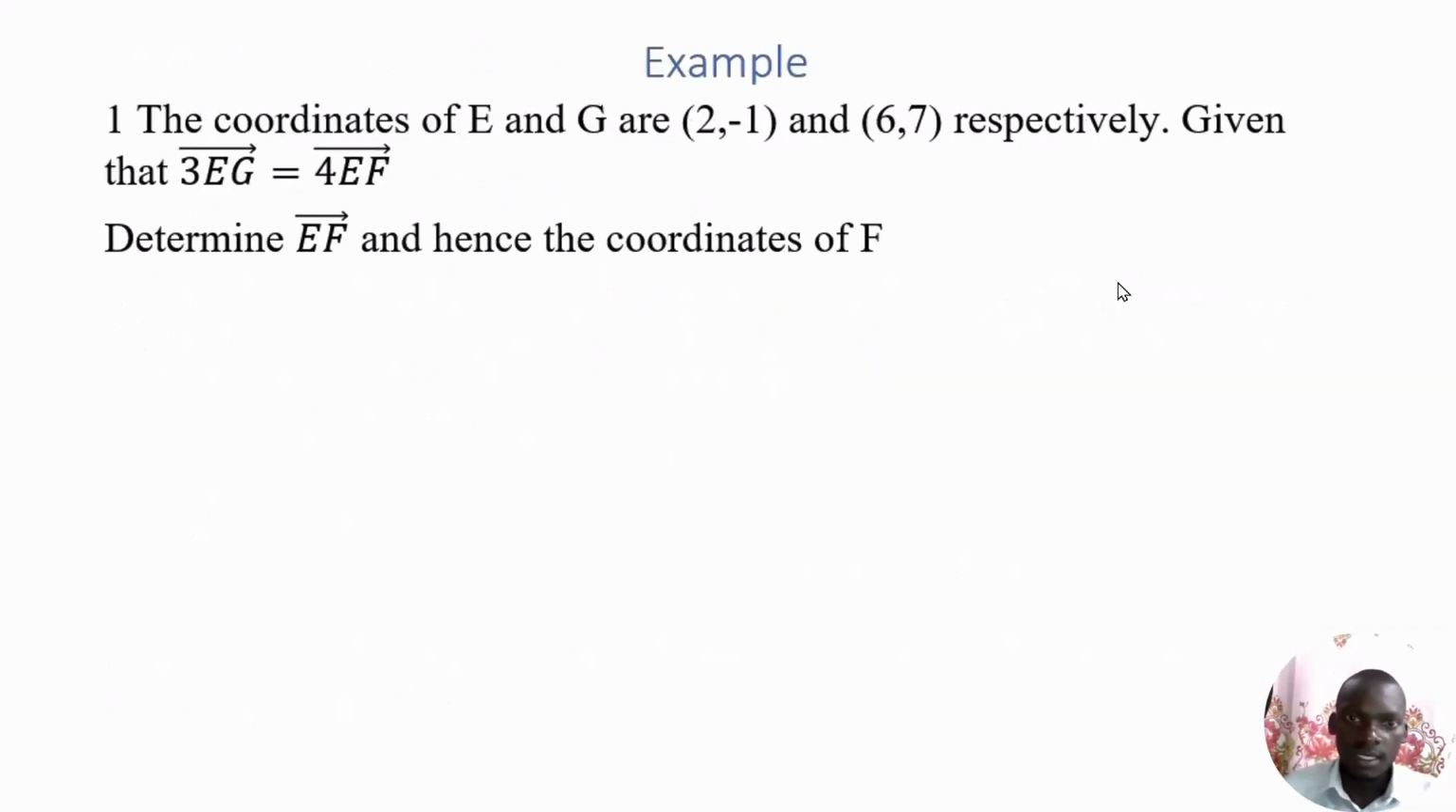Example 1: the coordinates of E and G are (2, negative 1) and (6, 7) respectively, given that 3 vector EG equals 4 vector EF. Determine EF and hence the coordinates of F. So let's have our response.